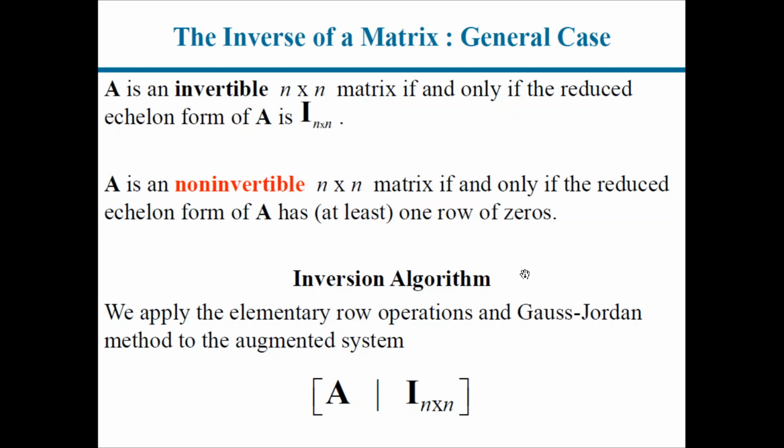So the inversion algorithm is simply applying our elementary row operations and Gauss-Jordan to a special augmented system. So in this system I have my matrix A, which is a square matrix, so let's say 5 by 5, and a slash, and then on the other side I have identity 5 by 5. And now my goal is to apply elementary row operations and the Gauss-Jordan method to try to get the identity matrix as a reduced echelon form on the left side. Okay, so that's the goal.